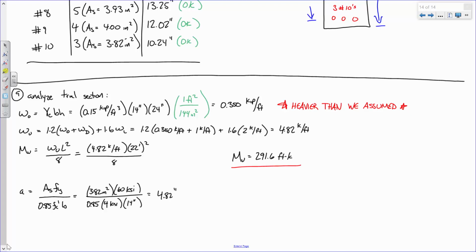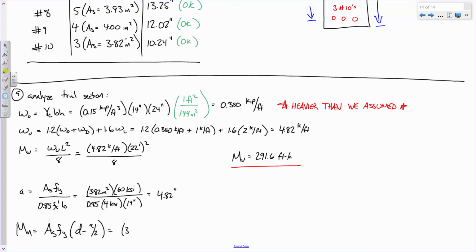Remember, it's inches. And so now we can use the MN formula, AS FY (D minus A over 2). Now remember, these expressions for A and MN only work if the section is singly reinforced and if it's a rectangle. As soon as it becomes a triangle or a T-beam or a doubly reinforced section, all that goes out the window. So I'm just telling you all that now so that you're aware of that.